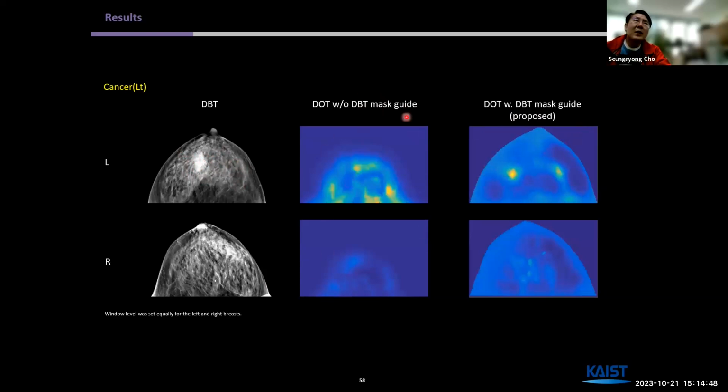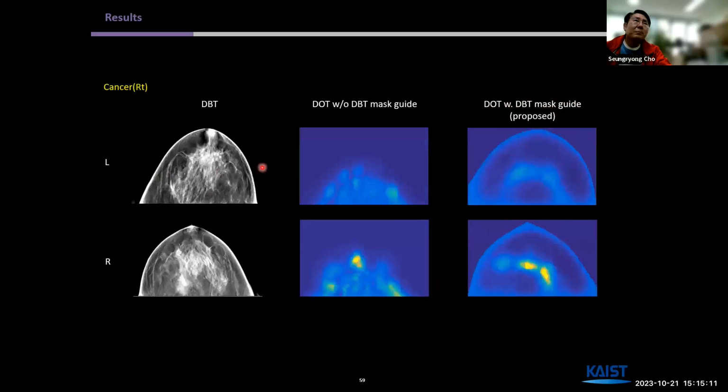In the middle, we are not using the DBT mask. And on the right, it's showing the image reconstruction of DOT. Since we do have a DBT image, we wanted to use it as a guide for DOT image reconstruction. And it turns out to help the image reconstruction. So please focus on the right panel.